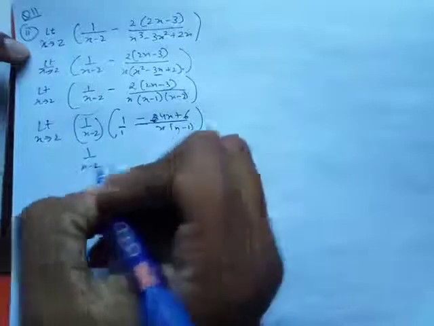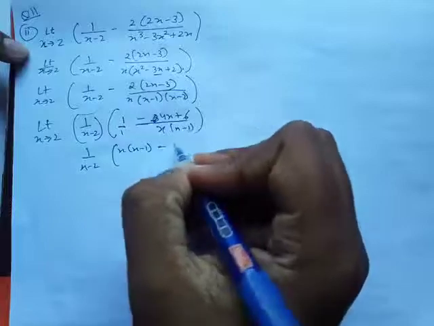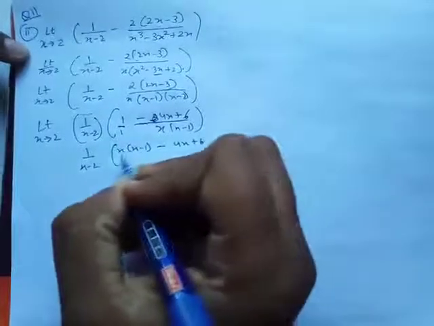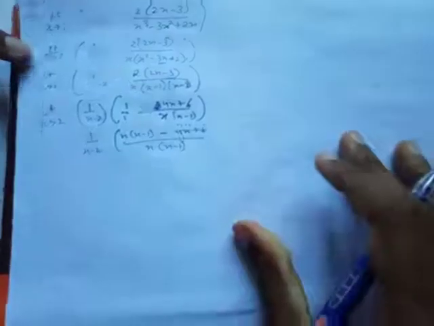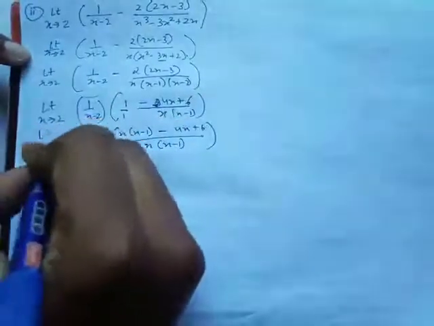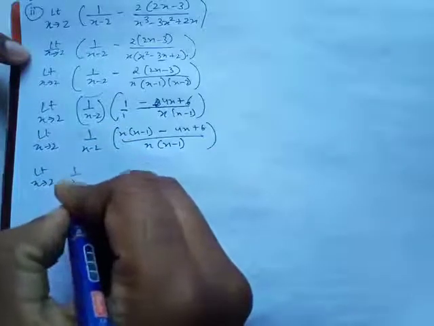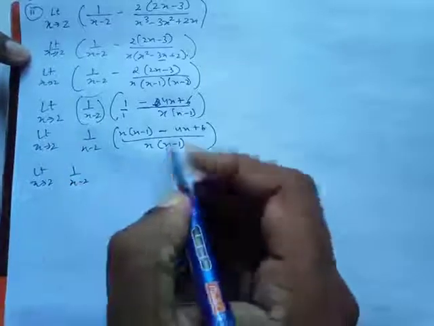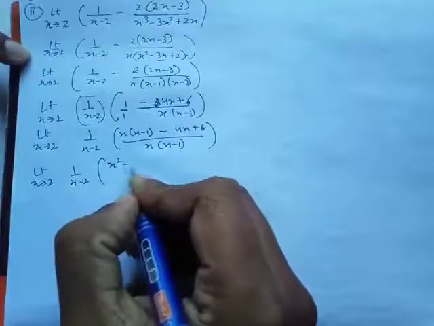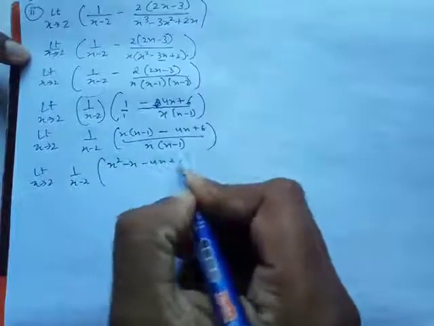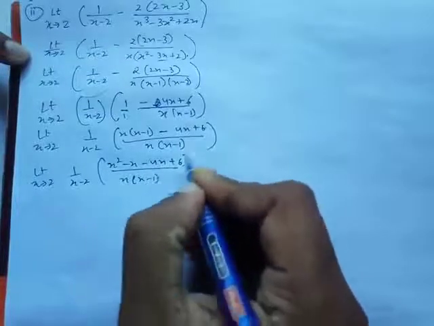1 over x minus 2, times (x minus 1 minus 4x plus 6) over x minus 1. Is that okay everyone? And then limit x tends to 2, so limit x tends to 2, 1 upon x minus 2. Okay, and then if I solve this out, what will I get? x square minus x minus 4x plus 6 upon x minus 1, and this.